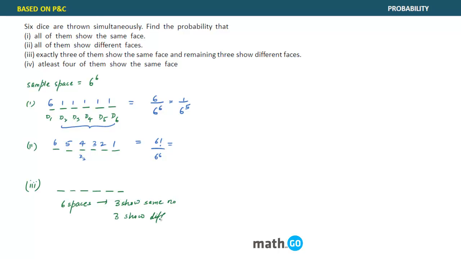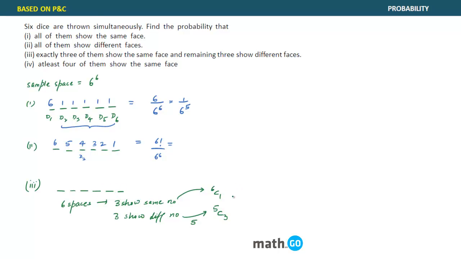Now there is a question of how you are going to attempt this particular problem. When you say 3 show the same number, that means you have to select which number is getting repeated. How many numbers are there? 6. So out of these 6, 1 would be there which will be repeated 3 times. So we can select it in 6C1 ways. 3 show different numbers. So already 1 has been selected. How many numbers are remaining now? 5 numbers are remaining. Out of those 5, you want 3 more to be selected. So that is 5C3, all of which are to be placed on 6 dashes.